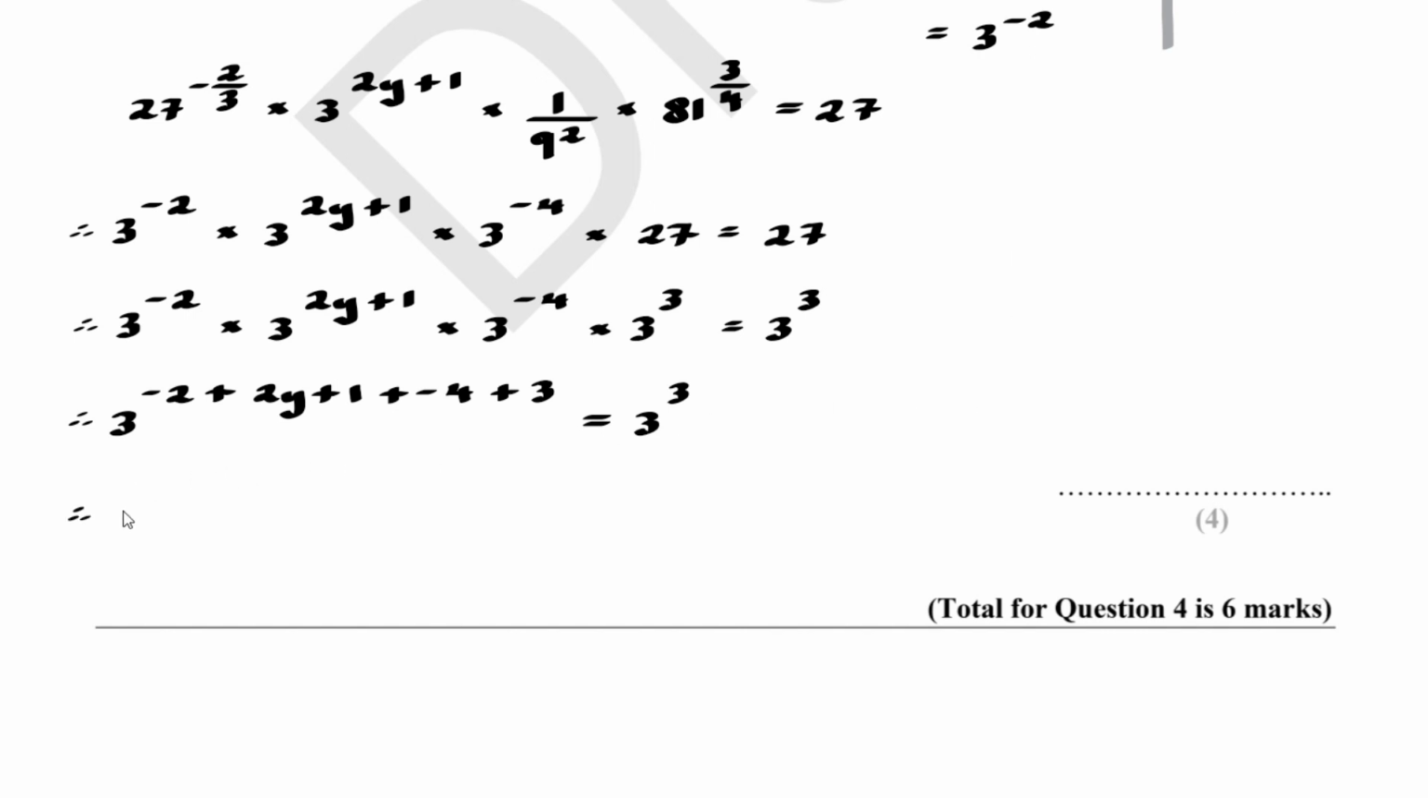So what we have then is 3 to the, now here we have negative 2 plus 1, subtract 4 plus 3, so that's negative 2, and then we add on to this the 2y, and this is equal to 3 cubed. So, comparing the powers, we have negative 2 plus 2y equals 3, which means if I solve for y, y is equal to 2.5.